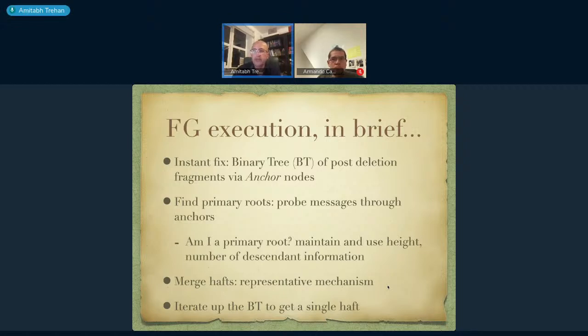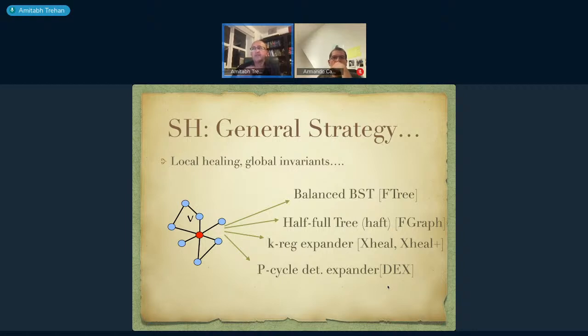This sort of storage is slightly more complex, but now stepping back, what is the general strategy for self-healing so far, at least for these topological things? It's a local process, but you maintain a global invariant, so you need some structures which you put in. For the forgiving tree, a balanced binary search tree was enough. For the forgiving graph, you use a half full tree. For X-heal plus, which we are not discussing, you put these things called k-regular expanders. For DEX, which is a deterministic expander, you just put in a deterministic expander. I'm not going to go into it, it's difficult to explain right now. The idea is you can maintain these properties over a whole series of attacks.